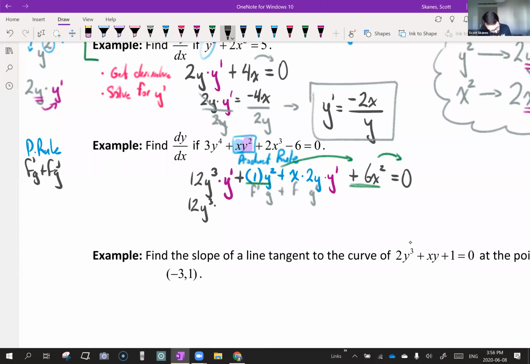12y cubed times y prime plus, I'm going to multiply this out, that's 2xy y prime, equals negative 6x squared minus y squared.